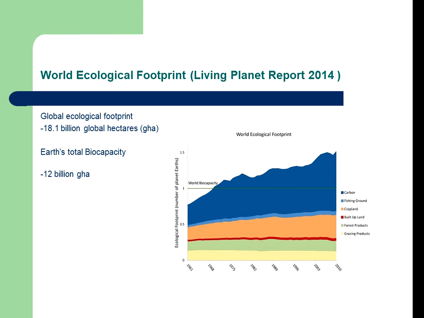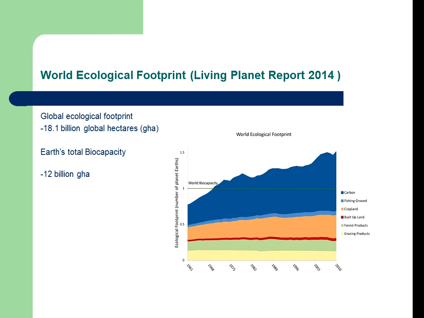WWF's Living Planet Report 2014 found in 2010 the global ecological footprint was 18.1 billion global hectares, GHA, or 2.6 GHA per capita. This means that Earth's people needed 18 billion hectares of productive land in order to provide each and every person with resources they require to support their life and to absorb the waste they produce. The bad news is that there were only 12 billion global hectares available. This means that in 2010, people used about 50% more natural resources than the planet could generate.